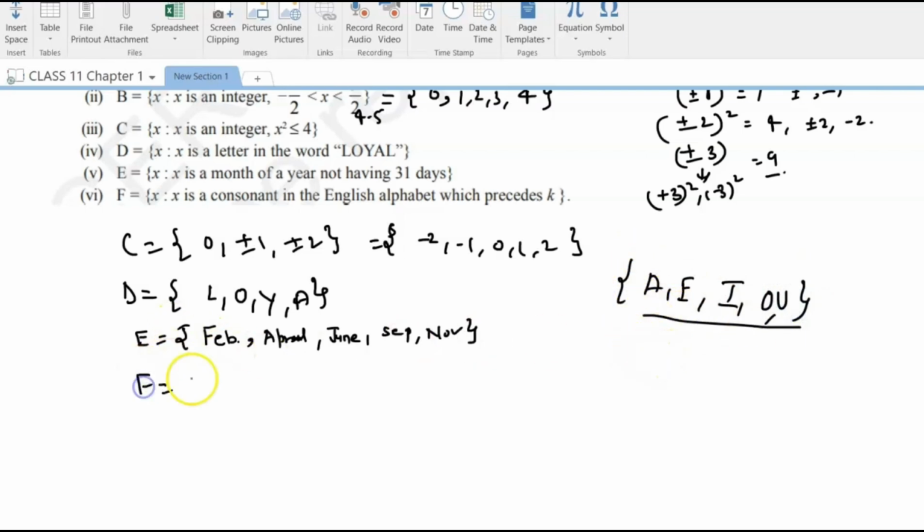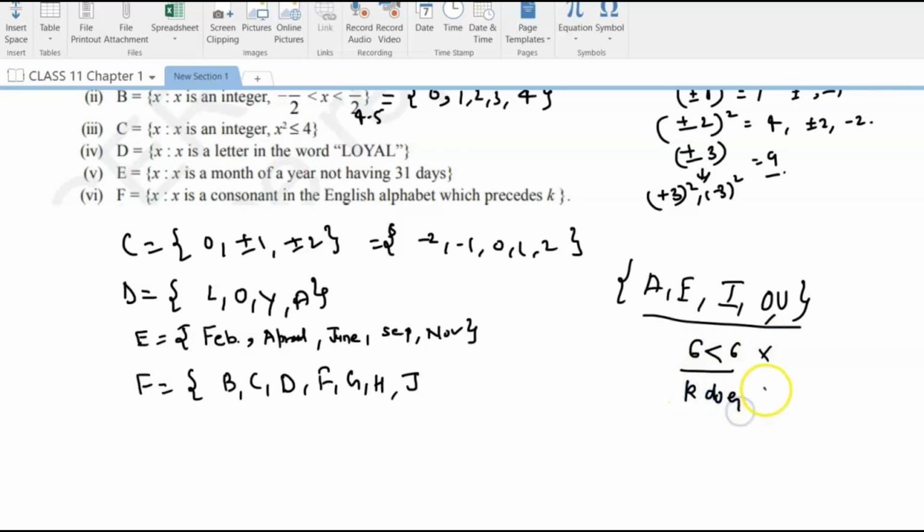So, let's write this set. A is not here. B, C, D, E is a vowel, so it's not a consonant. Then F, G, H, I is again a vowel, so it's not a consonant. J, and then it should precede k. Now, does k precede k? So it is kind of this question: is 6 less than 6? So no. So k also does not precede k. So we will not write k here. Okay. So we will stop here.